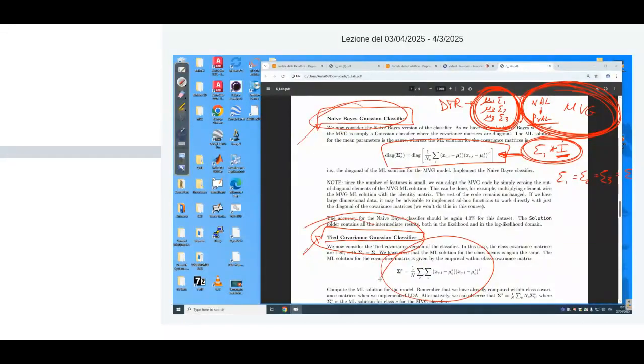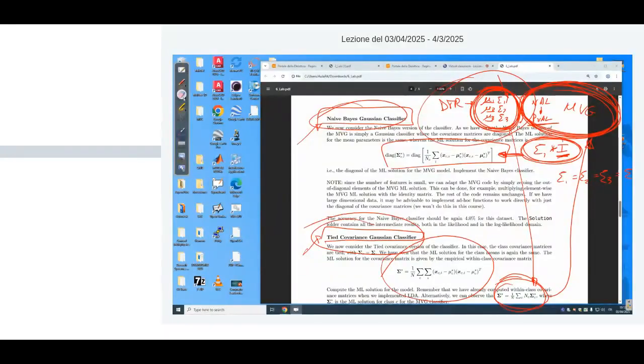Even better, we can compute it from the MVG solution because we have shown that the within-class covariance matrix, that is the solution for the tied model, is a weighted sum of the covariance matrices of each class. But the covariance matrices of each class are exactly the solution of the multivariate Gaussian model. So again, it's just a matter of taking the MVG solution, computing the within-class covariance, and then using that during the inference step.